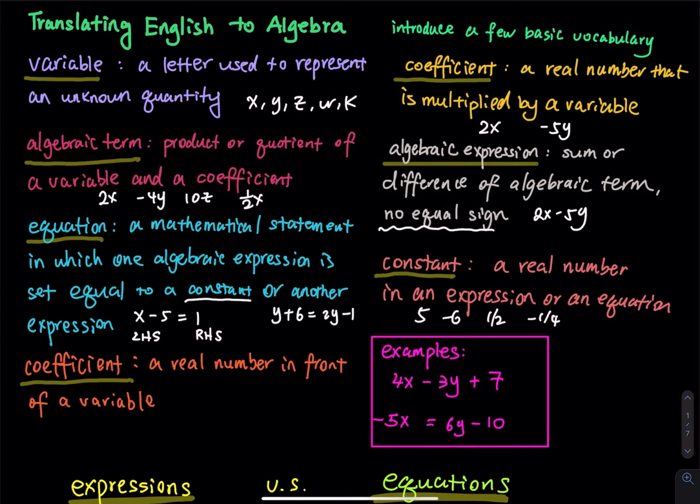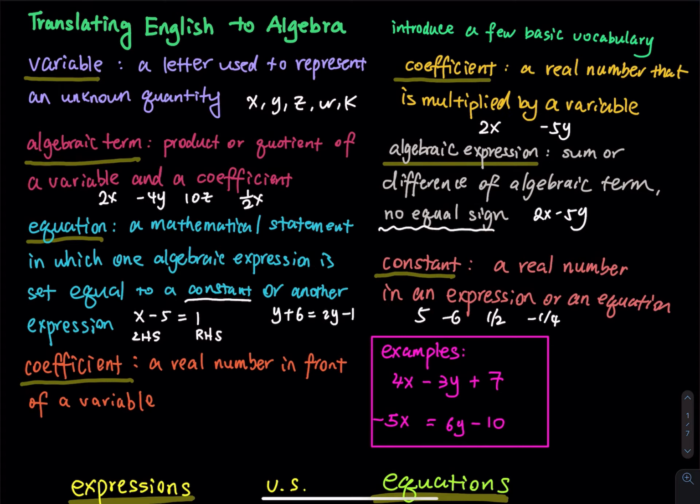What about coefficient? Or coefficient, that is repetitive, right? It's a real number in front of a variable. Let's do this again. Let's say you have negative 1/2 x. So negative 1/2 is a coefficient. You have 5y, where 5 is the coefficient. If you have 4.6z, then 4.6 is a coefficient.